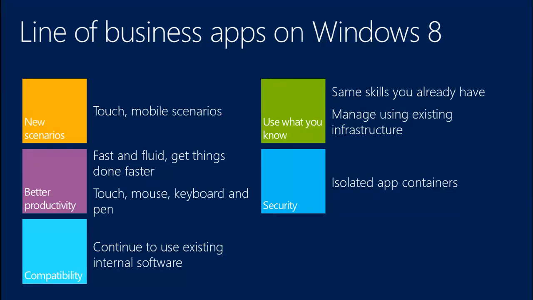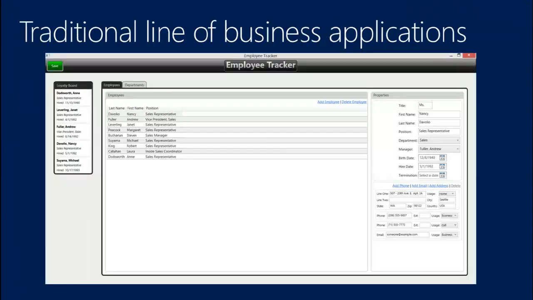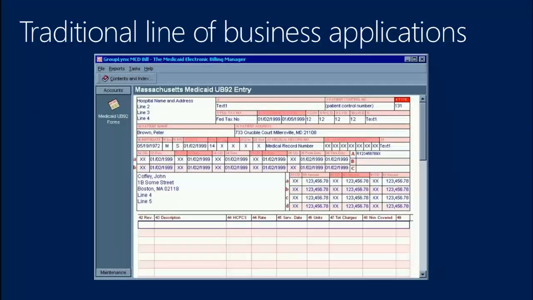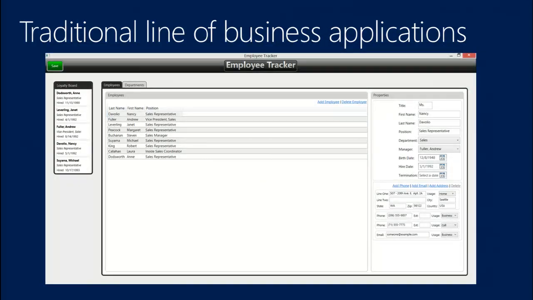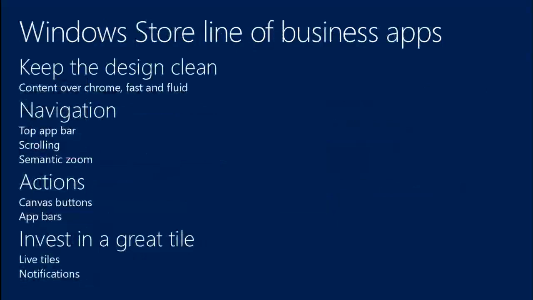So this is our primary message on why you want to build a line of business app on Windows 8. And the first two, new scenarios and better productivity, a lot of that is about the mobility and the UI. Okay, so that kind of leaves us in a world where we're wondering, is this incompatible with this?